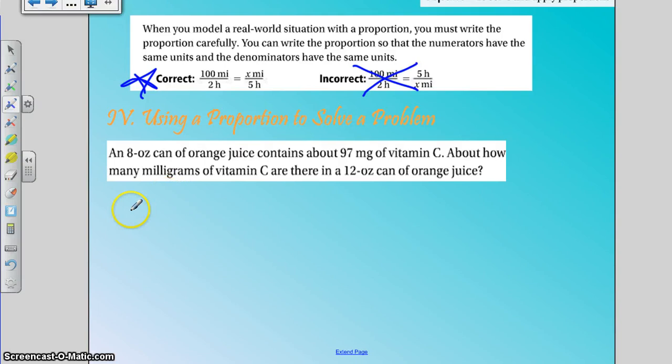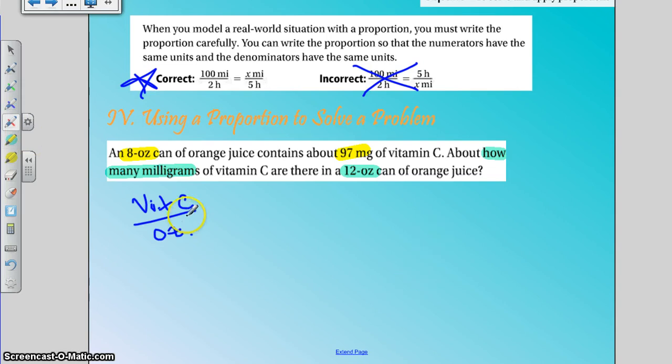All right. So an 8-ounce can of orange juice contains 97 milligrams of vitamin C. About how many milligrams of vitamin C are there in a 12-ounce can of orange juice? When I read this, it says about how many milligrams of vitamin C are there in the ounces of cans. So I want vitamin C over the ounces. So my first information is an 8-ounce can is 97 milligrams. The second one is 12-ounce can, and it's asking for how many. So that is going to be my unknown value.